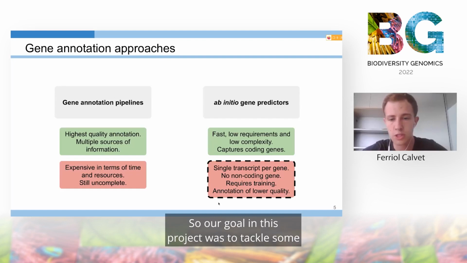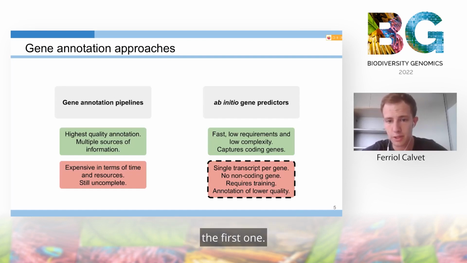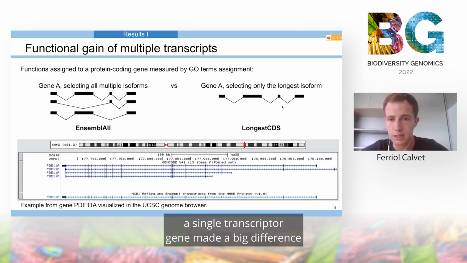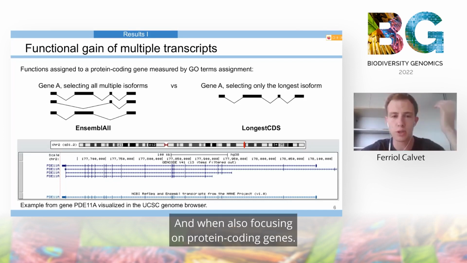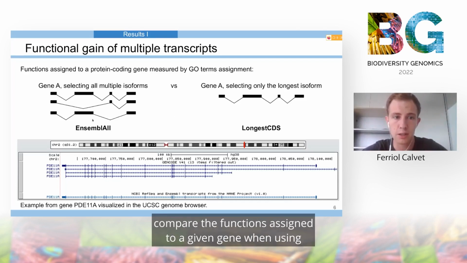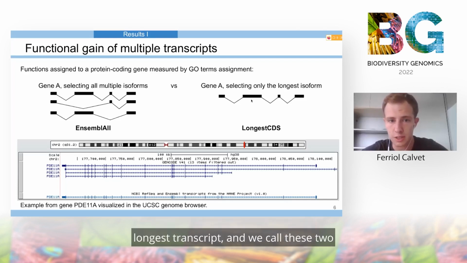So our goal in this project was to tackle some of these disadvantages, and we started with the first one. We wanted to see whether predicting a single transcript per gene made a big difference in the process of assigning functions to those genes, also focusing on protein coding genes. So what we did is take 20 species in Ensembl and compare the functions assigned to a given gene when using all of its transcripts and when using only the longest transcript. And we call these two groups Ensembl and longest CDS.